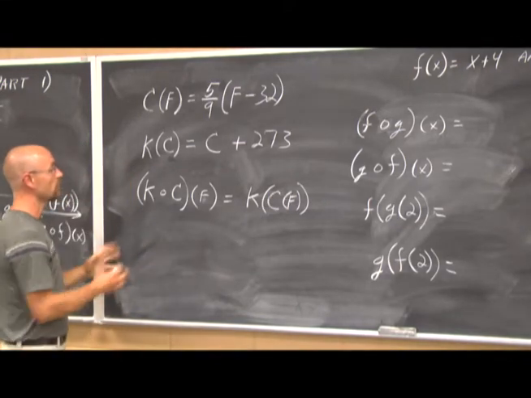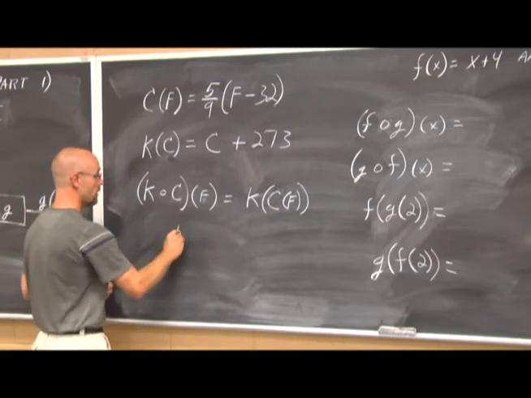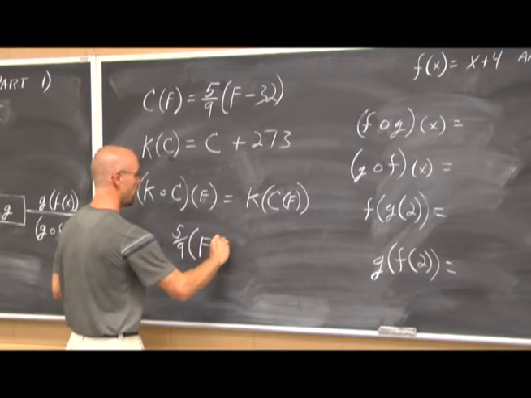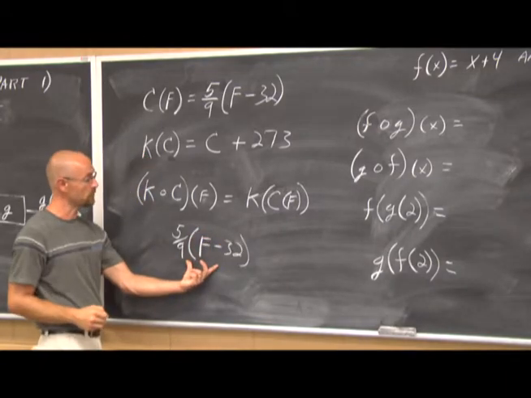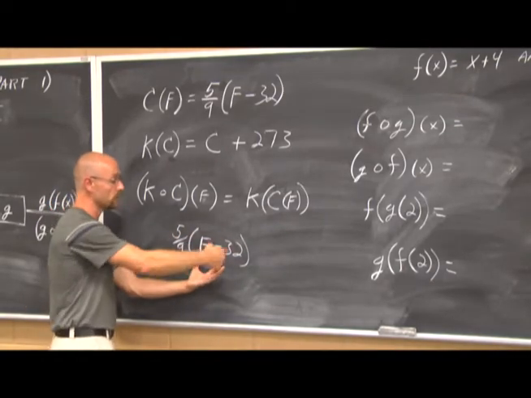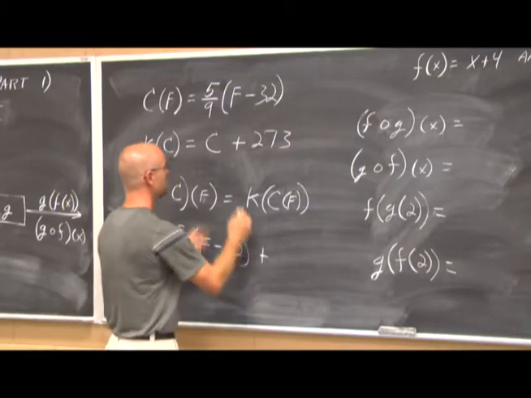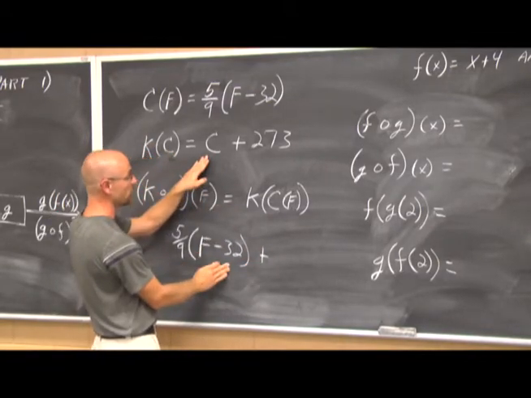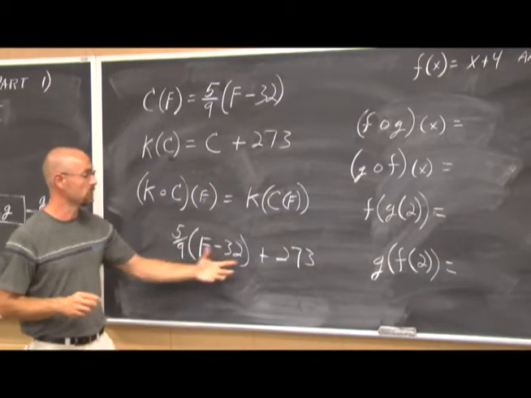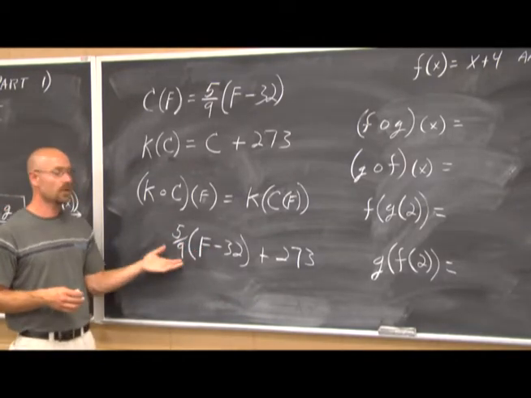So what does that look like? Well, if I actually built this composite function, I would have 5/9 times f minus 32. That is my inner function. And I put this whole function, the entire function, as my input into here. So in place of c, here's my c value. I put in this plus 273. Now I could distribute and combine like terms, but it's going to be an ugly fraction. But that's essentially the gist of a composite function.